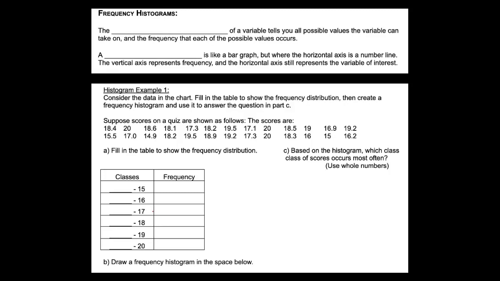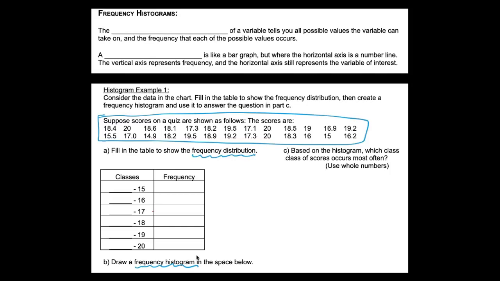In this video, I'm going to talk about frequency histograms and frequency distributions, and we're going to do an example where we make one of both of these. And so we're first going to look at this example, and this example gives us a list of scores on a quiz. So we have some quiz scores here. And in part A, it asks us to show the frequency distribution, and B asks us to draw a frequency histogram, and then C, we have a follow-up question.